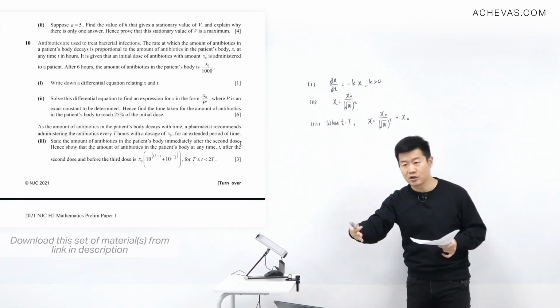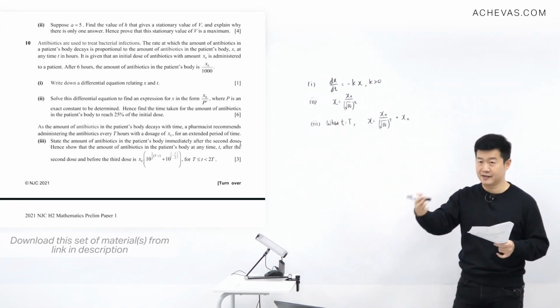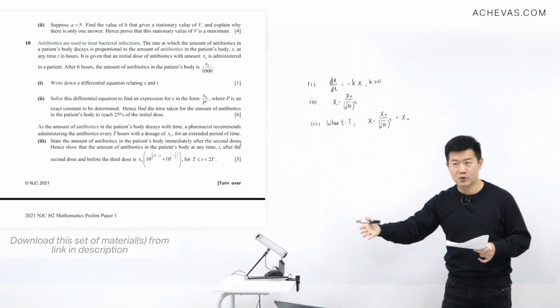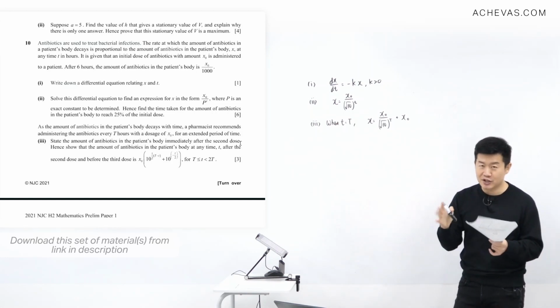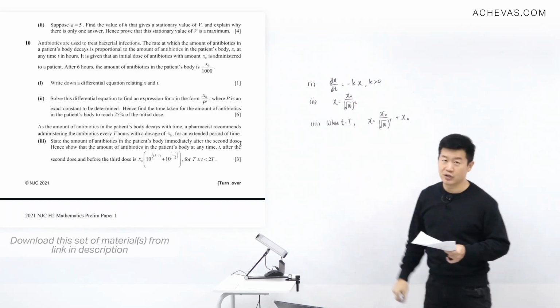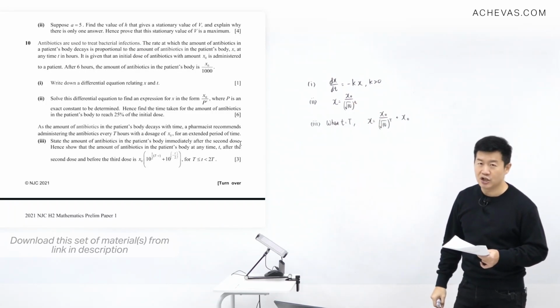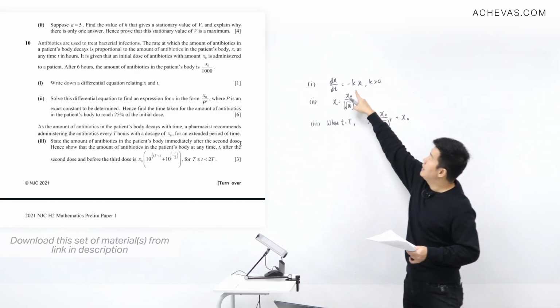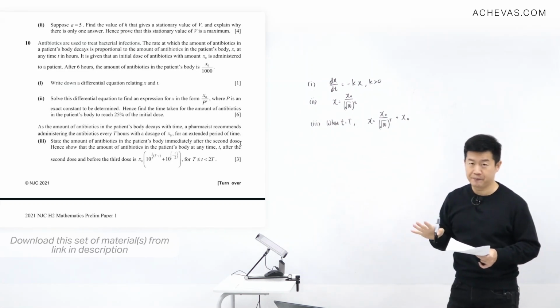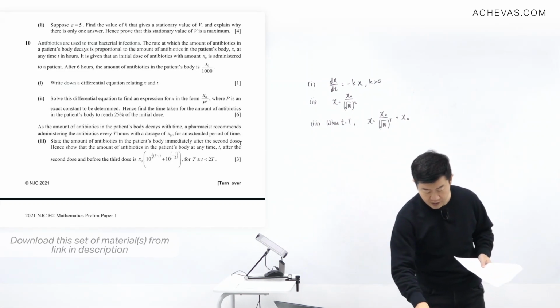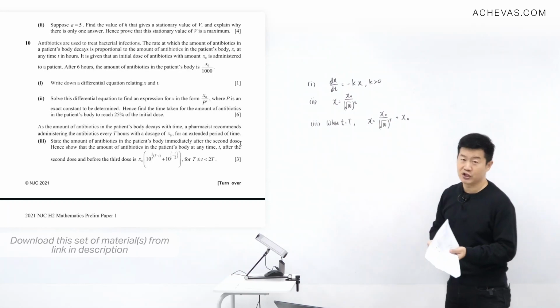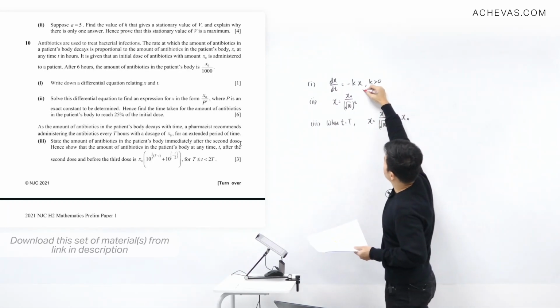Even after the second dose of this x0, even after the third dose, as long as it is the same patient's body, the decay shouldn't change. If the decay doesn't change, that means k here will remain the same. Just now we have tried solving this differential equation, and we have gotten this, right?